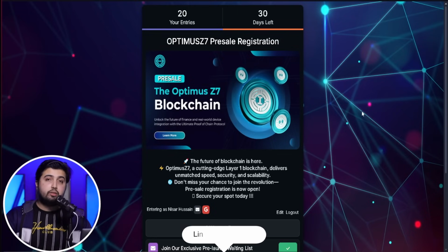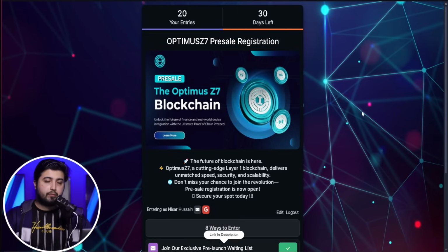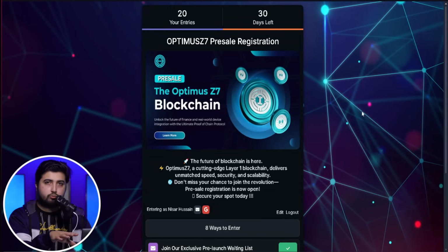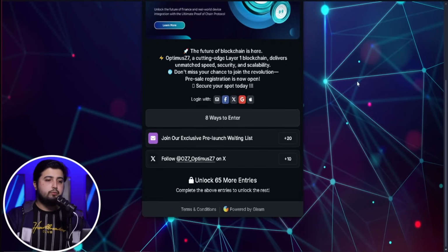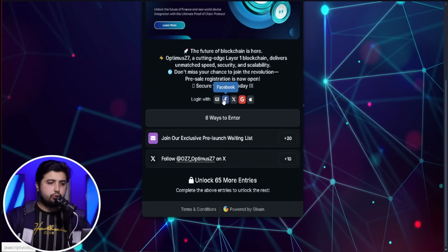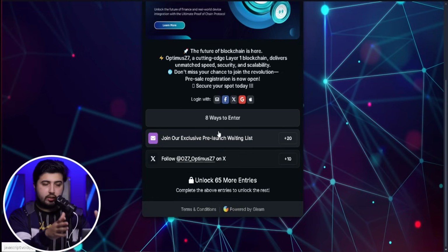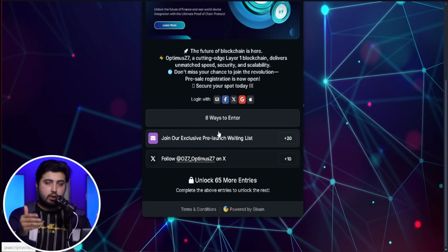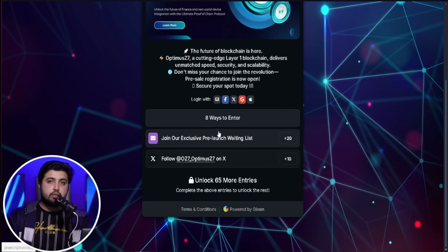First of all, you're going to click on the Gleam link that will be in the description. It will take us to this page right here. This is where we will be registering. Now, when you come over here, first of all, we're going to log in. You can use different accounts like Facebook, Twitter, Google, Apple, or you can use your email address. And then we have two ways. First of all, we're going to complete these two entries, and then they're going to unlock more entries. The more entries that we have, the more chances that we have of being picked. And it's better that you do as many entries as possible.